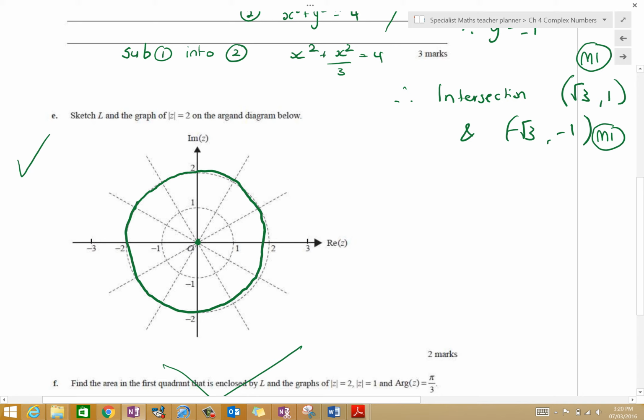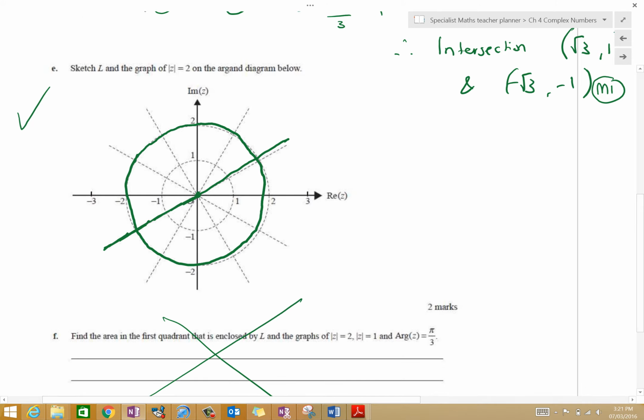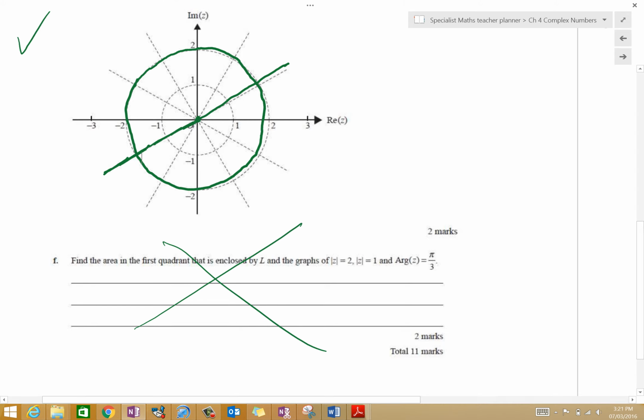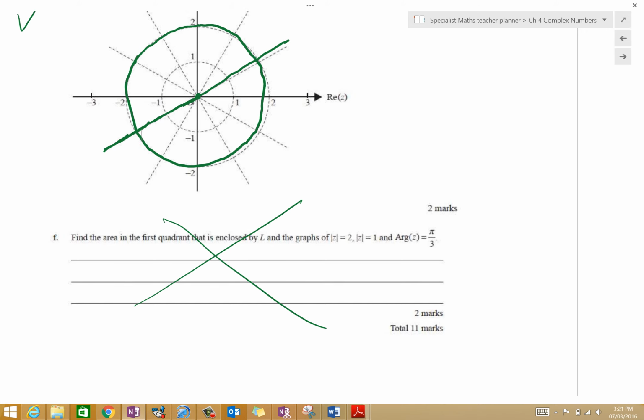It says sketch L, so be careful. We're looking at an argument of minus 5 pi on 6. So pi on 6 is 30 degrees. Yeah, so that means that it would have to be this line here, wouldn't it? Would you agree? Yes. Now, in the final part, it's asking you to find the area in the first quadrant, and so on. We're not required to do that anymore. All right, how are we going so far? Are there any questions so far?